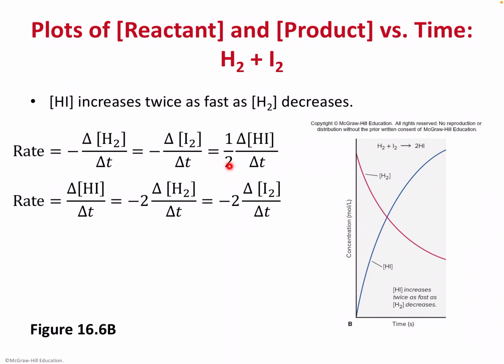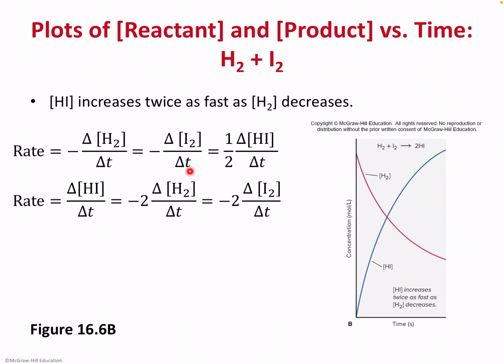And similarly, if you want to relate this in terms of hydrogen iodide over delta T, if you want to get rid of this 1 over 2, you can multiply this side by 2. So delta HI over delta T would be equal to negative 2 delta H2 over delta T, equals negative 2 delta iodine over delta T. Either one is correct.